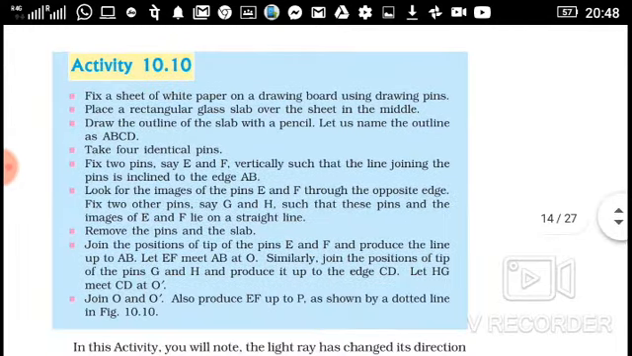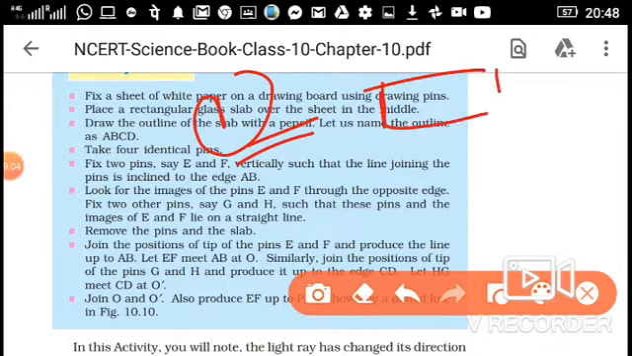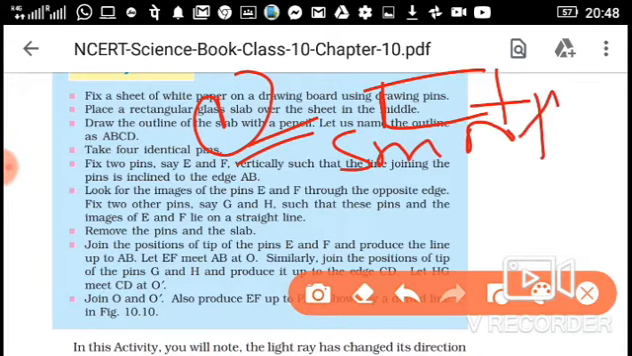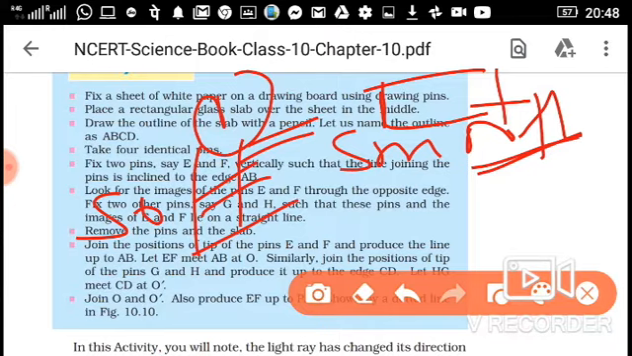Now, what are the precautions? The first precaution: the glass slab should be rectangular, and the surface and edges should be smooth. Now, the drawing board should be soft. The distance between pins should be more than 4 to 5 centimeters. This is also one important point.